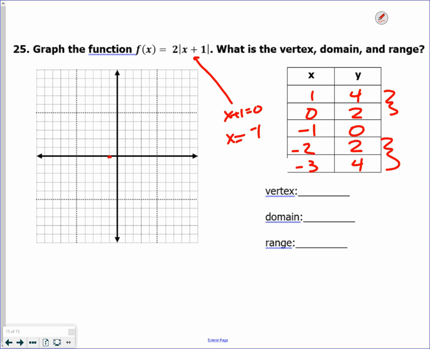So negative 1, 0 on the graph, 0, 2 on the graph, and 1, 4 on the graph. Do the same thing for the other points. Graph. Vertex from my XY chart, we get negative 1, 0. The domain, again, is all real numbers, and the range goes up, or greater than or equal to 0.